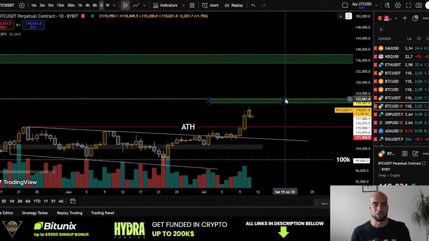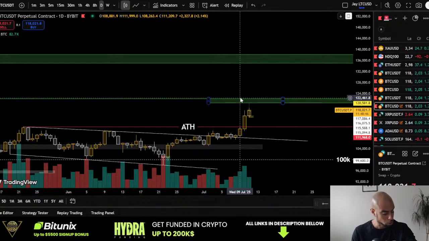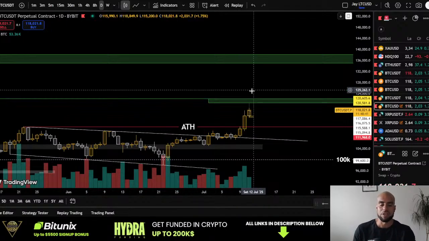So now we go to the fundamentals. By the way, all coin lovers here, I will look a little bit at altcoins as well, but let's look at fundamentals first and break down why I believe that we're going that far.